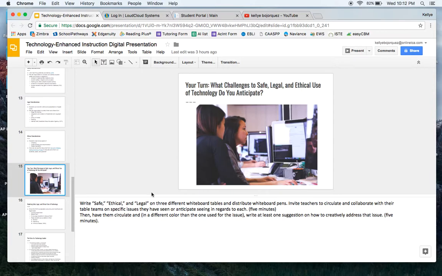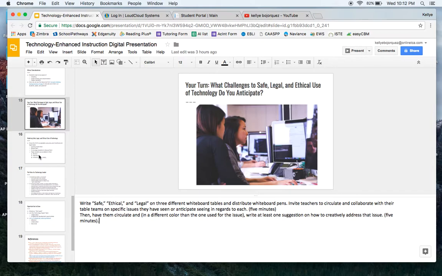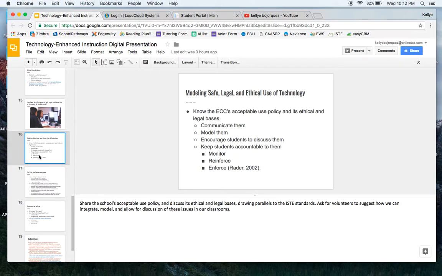And then a breakout session here. We have whiteboard tables in our cyber cafe, so I would write safe on one, ethical on the other, and legal on a third table, and distribute whiteboard pens. I would invite teachers to circulate and collaborate with their table teams on specific issues that they've seen or anticipate seeing in regards to safety, legality, and ethics. Then have them circulate and, in a different color, write at least one suggestion on how to creatively address that issue, and that would give them some constructivist professional development.